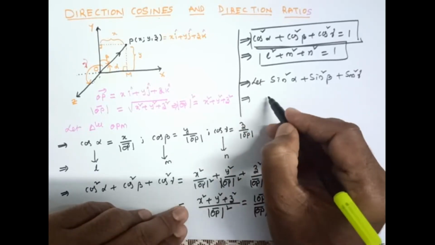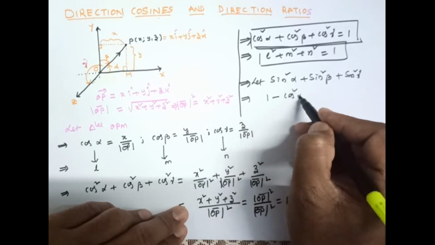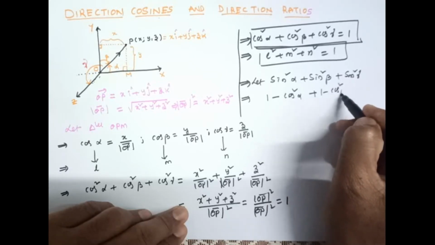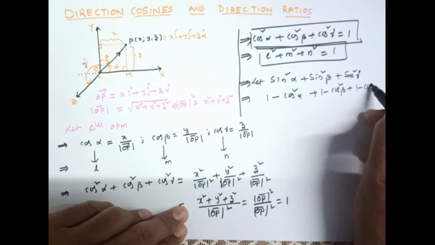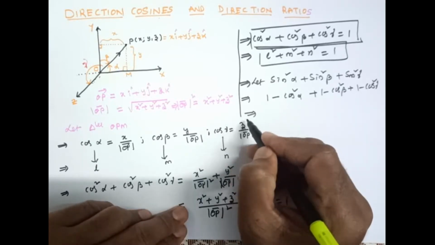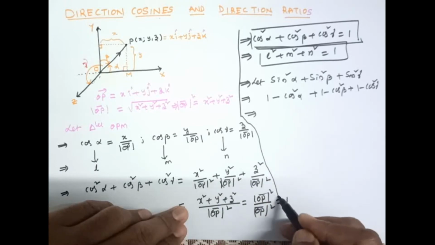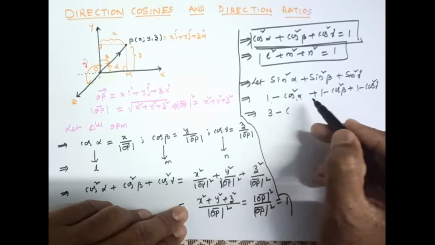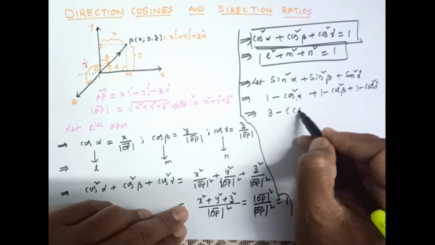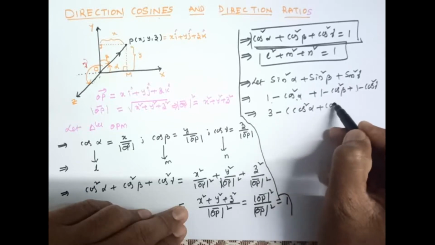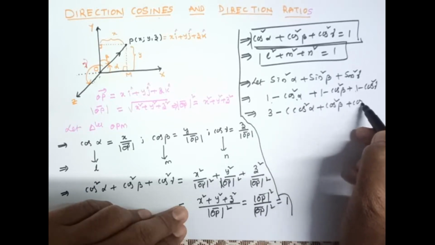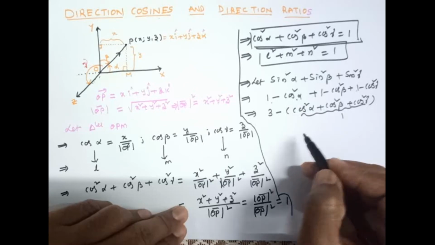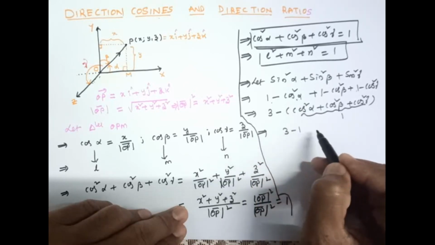This is 1 minus cos square alpha, this is sin square alpha, and sin square beta means 1 minus cos square beta, and this is 1 minus cos square gamma. So we can observe 1 plus 1 plus 1 is 3, minus cos square alpha minus cos square beta minus cos square gamma, taking minus common, cos square alpha plus cos square beta plus cos square gamma. Now we observe cos square alpha plus cos square beta plus cos square gamma is 1. So that means 3 minus 1 is equal to 2.